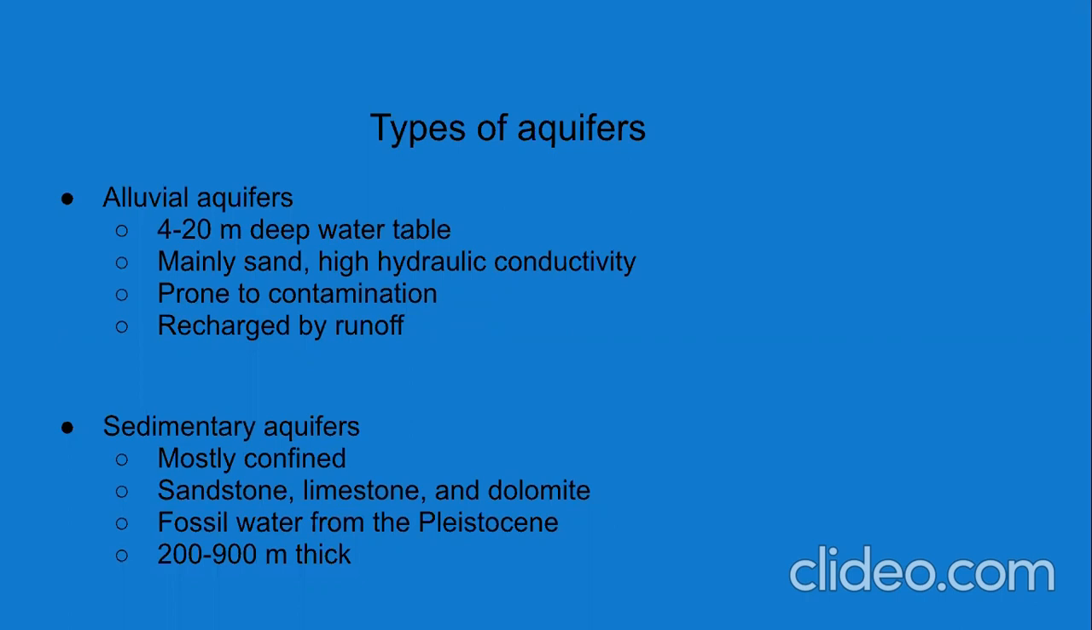Then you have those sedimentary aquifers that are deeper and mostly confined. They're composed of sandstone, limestone, and dolomite. The presence of limestone and dolomite implies that you have dissolution of carbonate rock, which forms karst aquifers. And a lot of the water in those aquifers actually comes from fossil water, which is just water that is very old. It's from the Pleistocene when the climate was much wetter, and they're much thicker, ranging from 200 to 900 meters in thickness.